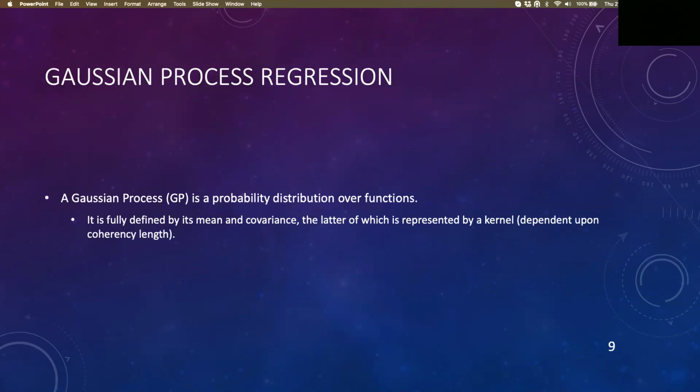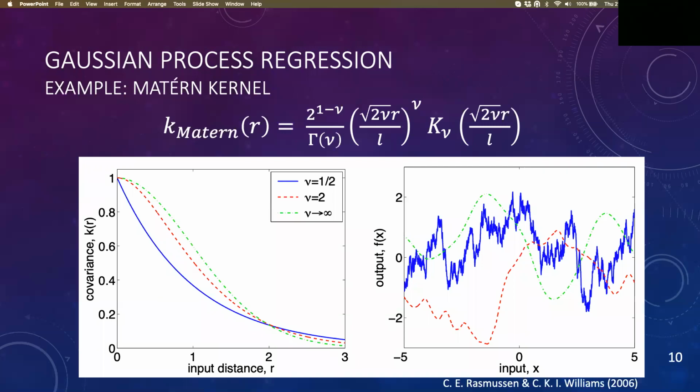The third technique we'll be using is Gaussian processes, so Gaussian process regression. A Gaussian process is a probability distribution over functions. Much like a normal Gaussian, it's fully defined by its mean and covariance. The covariance is represented by a kernel. This is an example of a kernel.